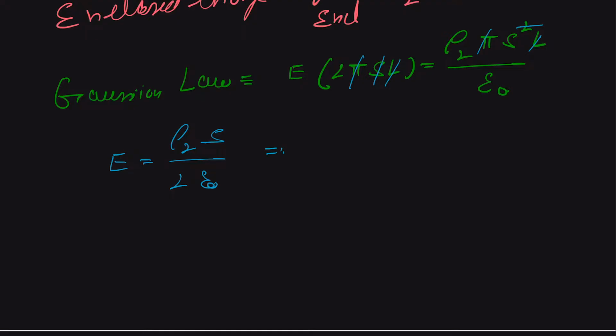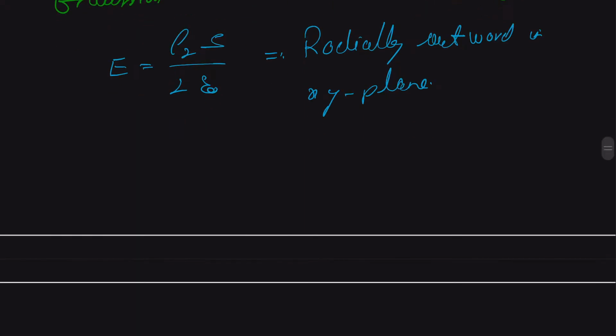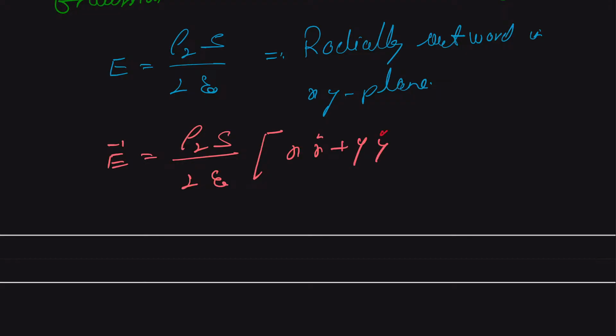That will be the direction, radially outward in the xy plane. And in vector form, we can write this as the magnitude rho 2 over 2 epsilon naught, and this is only in the xy plane, so this comes as x and y unit vectors.